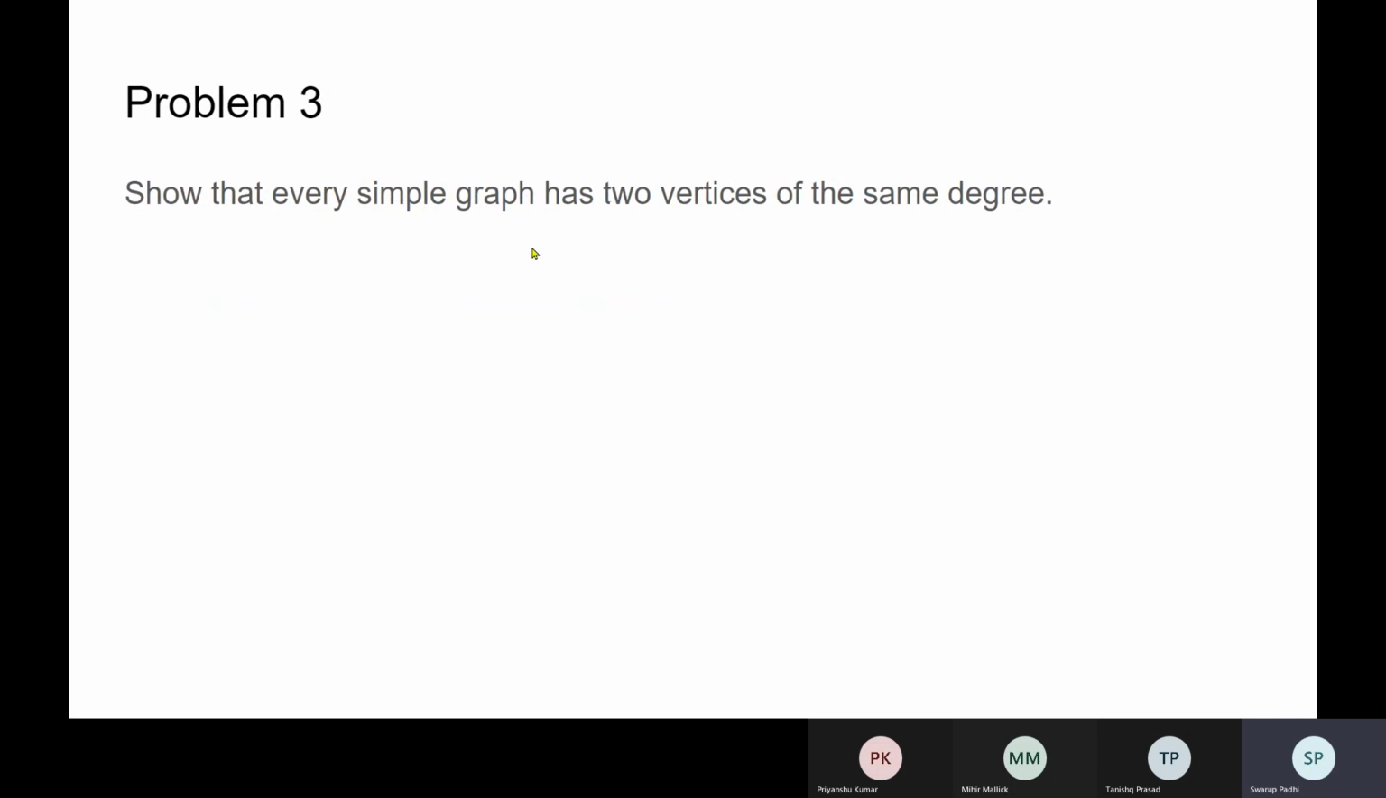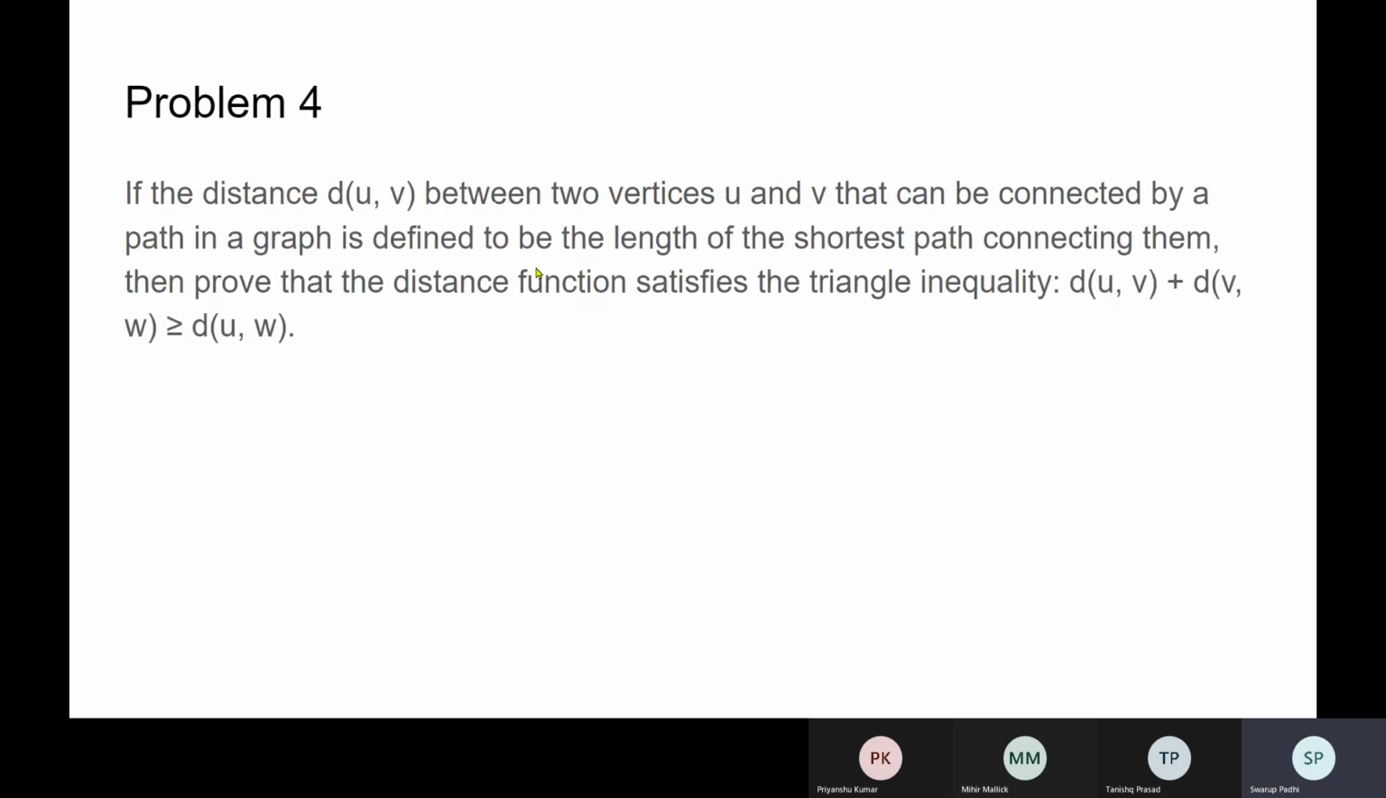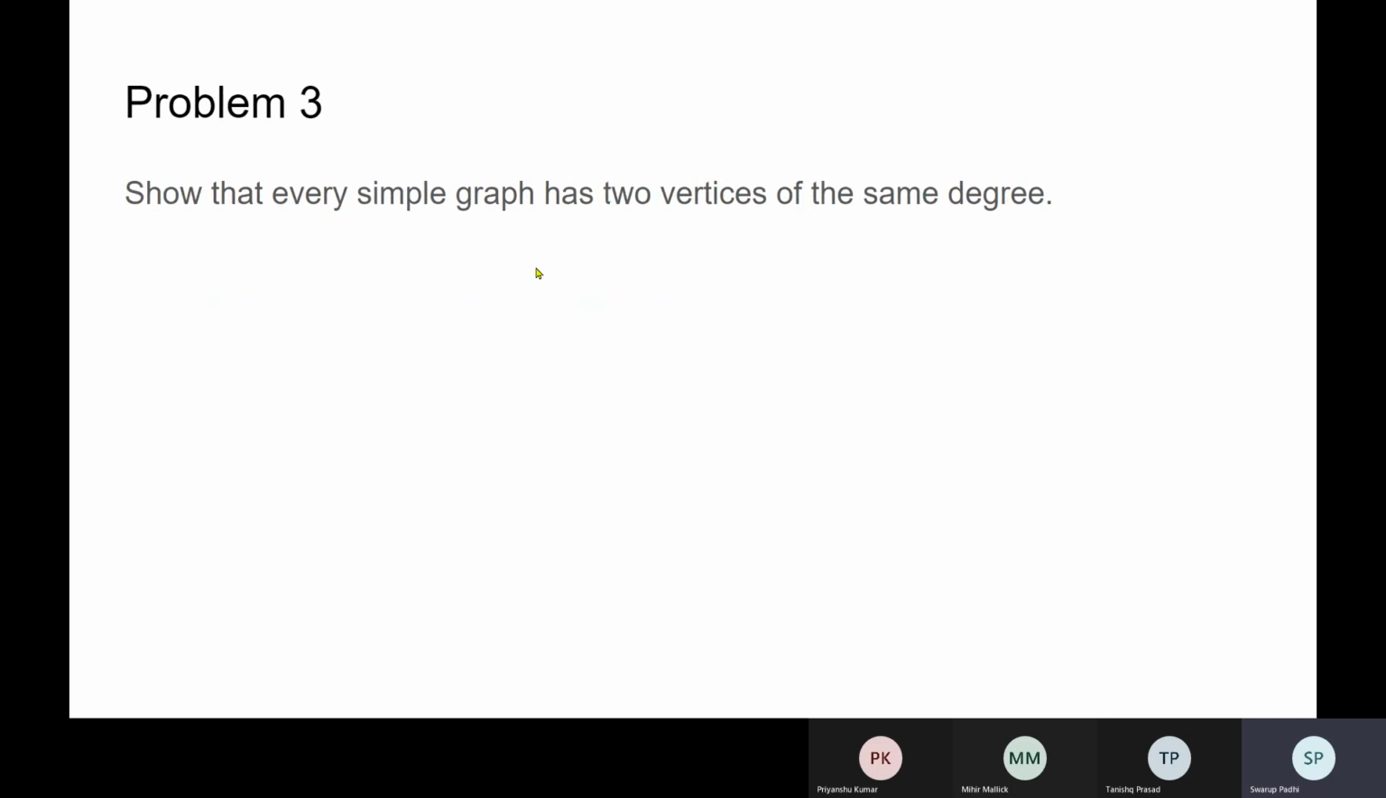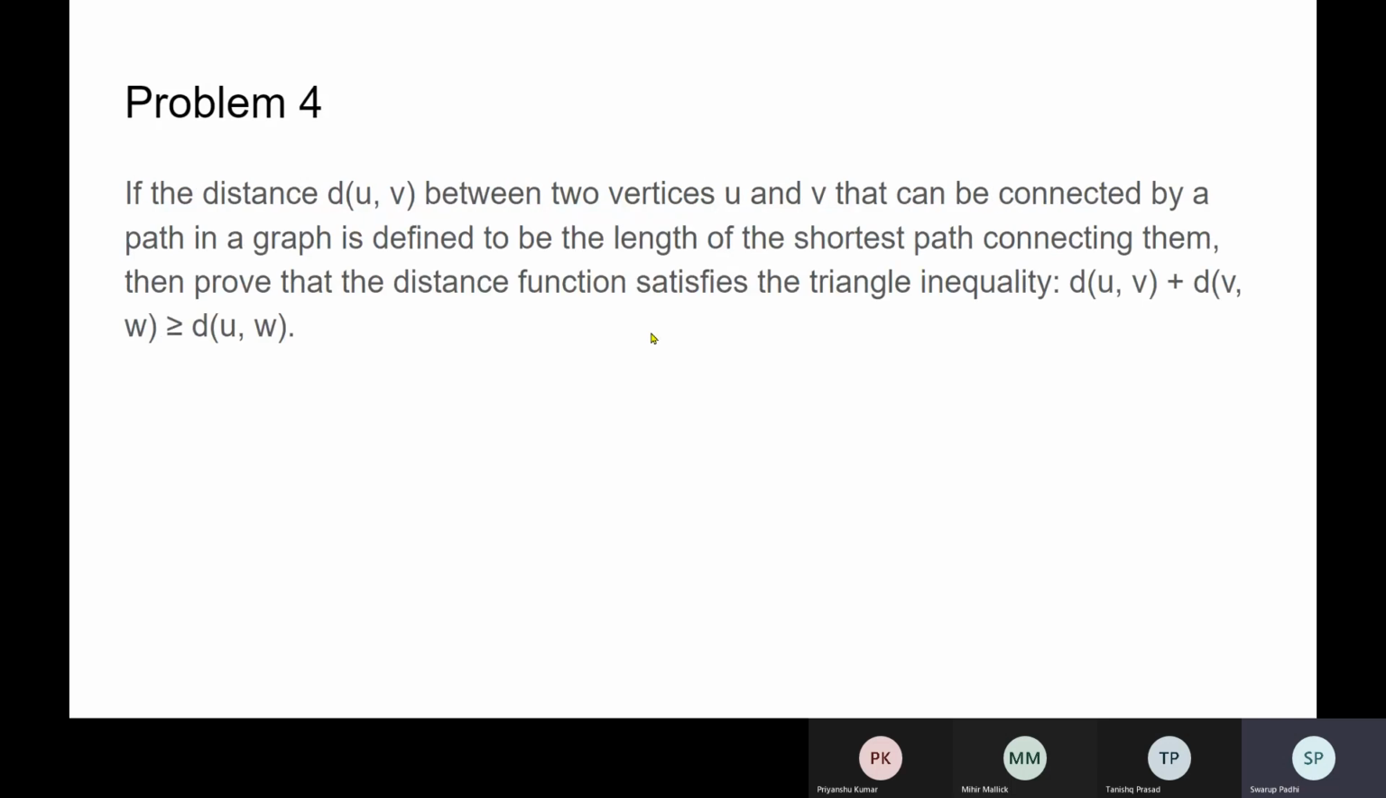This is a very simple question. Prove that every simple graph has two vertices of the same degree. Anyone who can quickly answer this? This was covered in the last class. So I hope everyone knows its solution. Basically, we have n vertices, and we have only n minus one choices for the degree. So at least two of the vertices have to have the same degree. Because it is a simple graph, there cannot be any loops, there cannot be any multi edges. So let's move on to the next question.